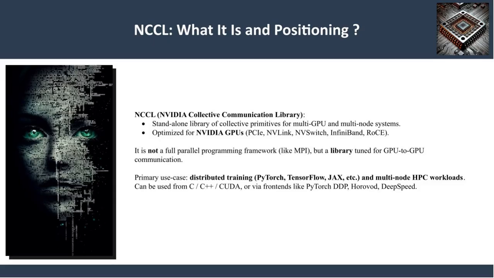NCCL, or NVIDIA Collective Communication Library, is a standalone library designed for efficient multi-GPU and multi-node communication. It's optimized for NVIDIA GPUs using technologies like PCIe and NVLink. Unlike MPI, NCCL focuses on GPU to GPU communication, primarily for distributed training in frameworks like PyTorch and TensorFlow, and supports C, C++, CUDA, and various front ends.